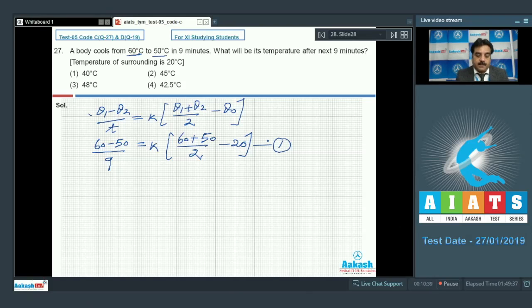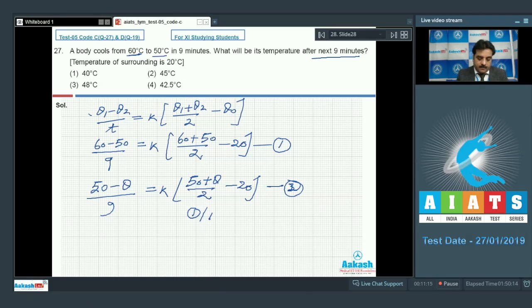If I go for case number 2, for the next 9 minutes, the temperature of the surrounding is given, but I need the temperature theta 2. What will be its temperature after the next 9 minutes? So I will write theta 1 as 50 and I need theta 2. If I consider theta 2 as theta, then (50 minus theta) divided by 9 equals K times ((50 plus theta) divided by 2 minus 20). And this is equation number 2.